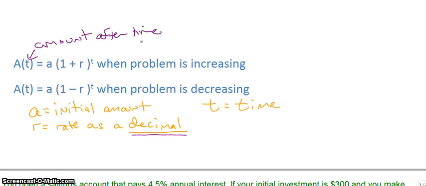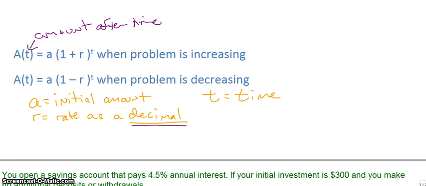So, like that savings account, you invested a certain amount. After X many years, A of t would represent how much money we have in our account. So let's give this a try and see what we come up with on a couple of problems.